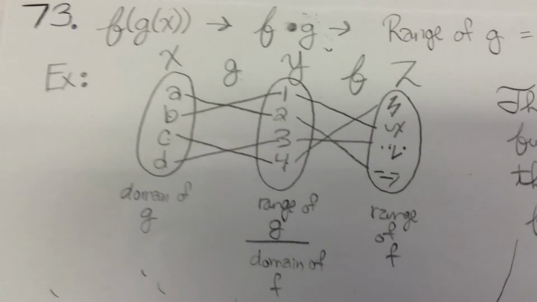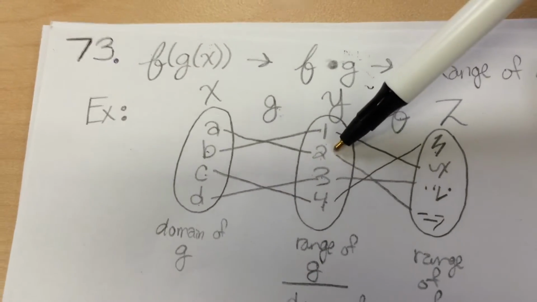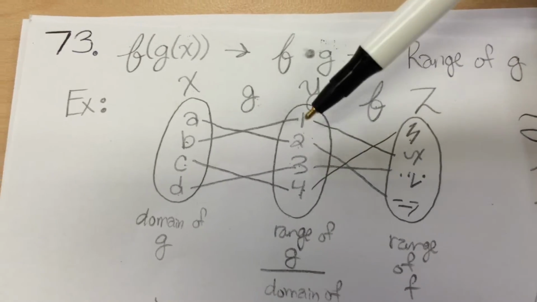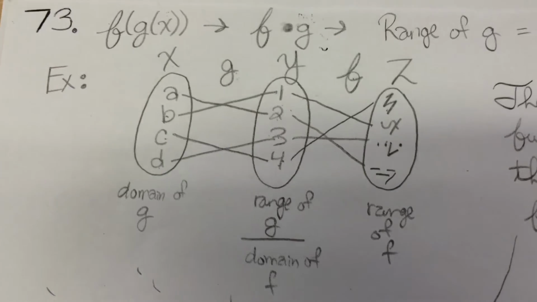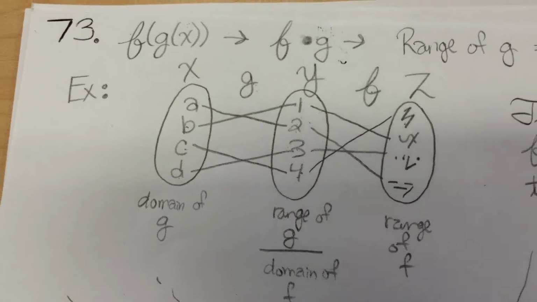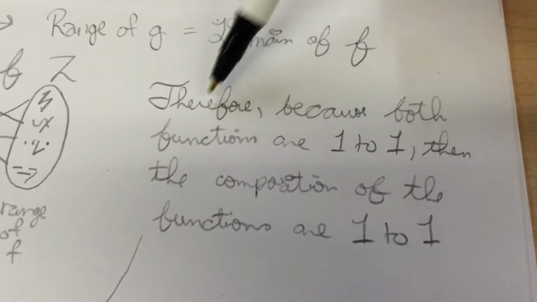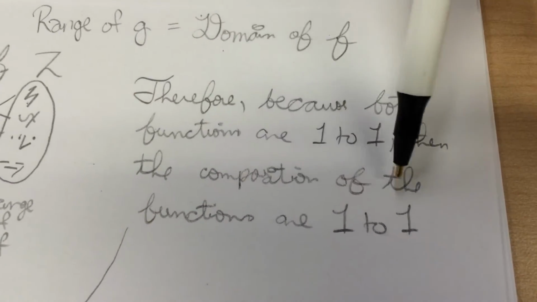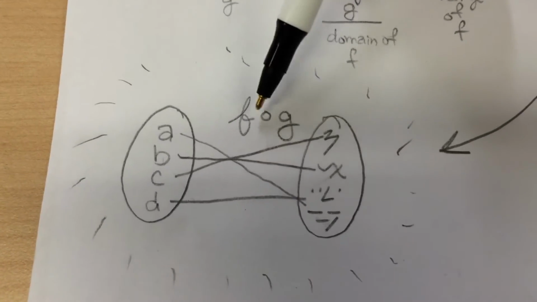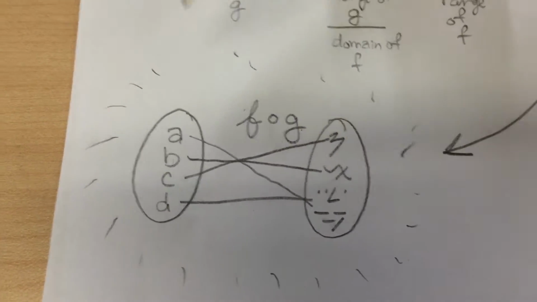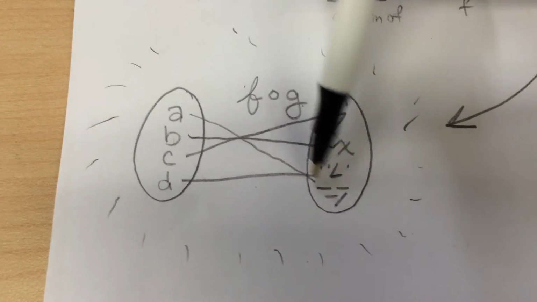When you do this, you see that in the end, if you have a one-to-one function that is composite to another one-to-one function, you end up getting another one. The composite is also one-to-one. You can see this right here. Therefore, because both functions are one-to-one, the composition of the function is also one-to-one. Therefore, when f follows g, or when g dictates what f's domain is, a equals that symbol.